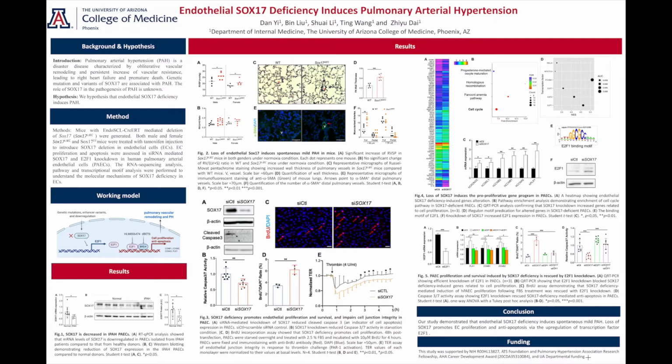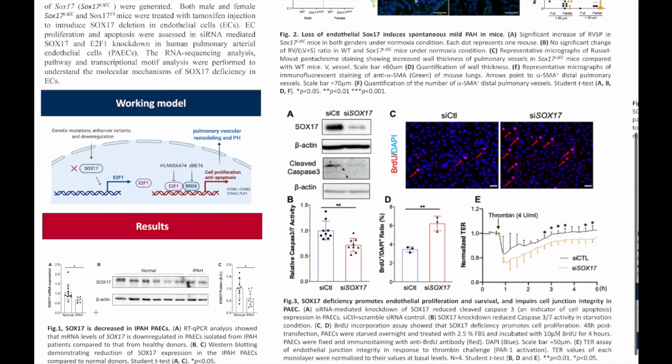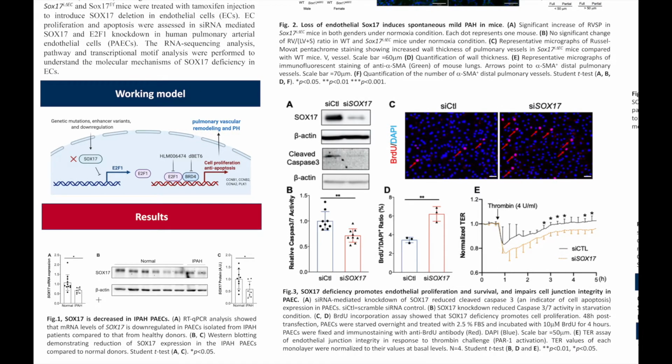So we hypothesize that endothelial SOX17 deficiency induces pulmonary arterial hypertension. We used both in vivo and in vitro study, the RNA sequencing analysis and the transcriptional motif analysis to understand the molecular mechanism of SOX17 deficiency in endothelial cells. First, we found the SOX17 is decreased in pulmonary arterial hypertension patients' endothelial cells, both in messenger RNA and protein.